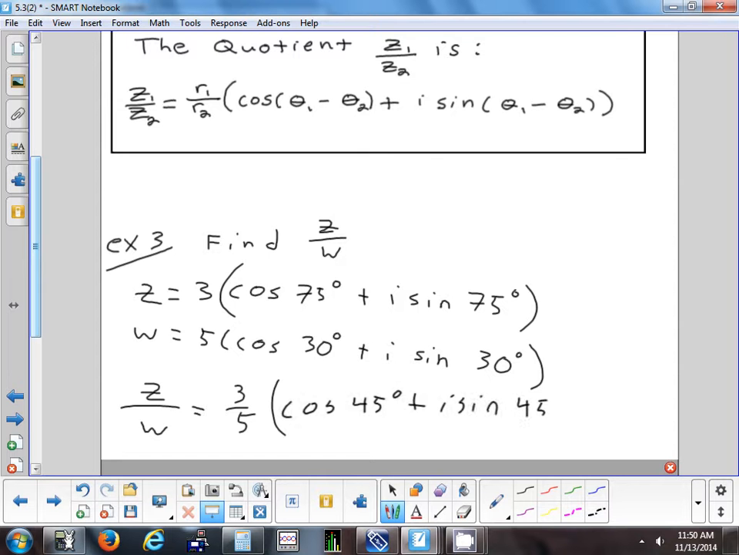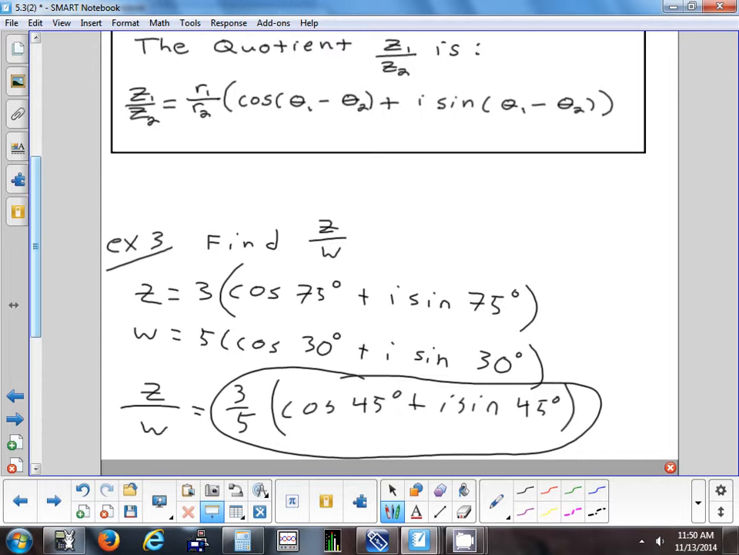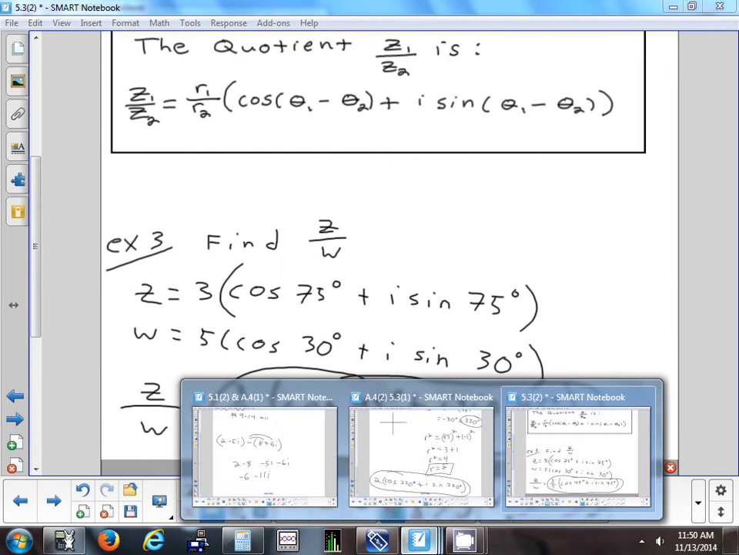And we're done. That's the whole problem. So everything that we just did there takes the place of finding a conjugate, doing FOIL, getting rid of your i-squareds, combining like terms, and separating your denominators. We just did all of that in polar. It's much easier. Any questions on that?